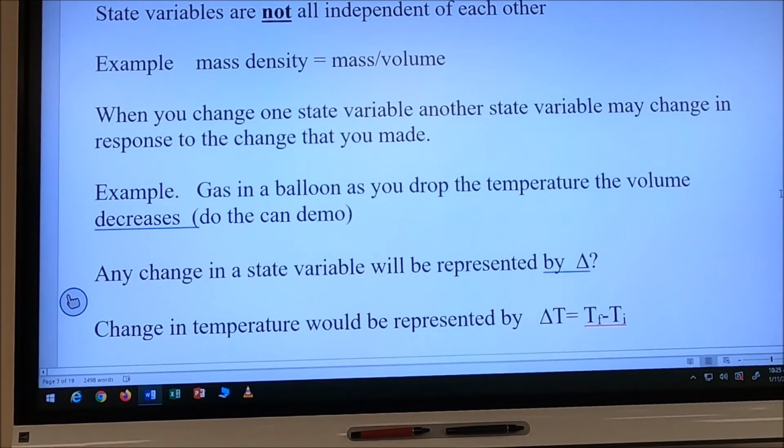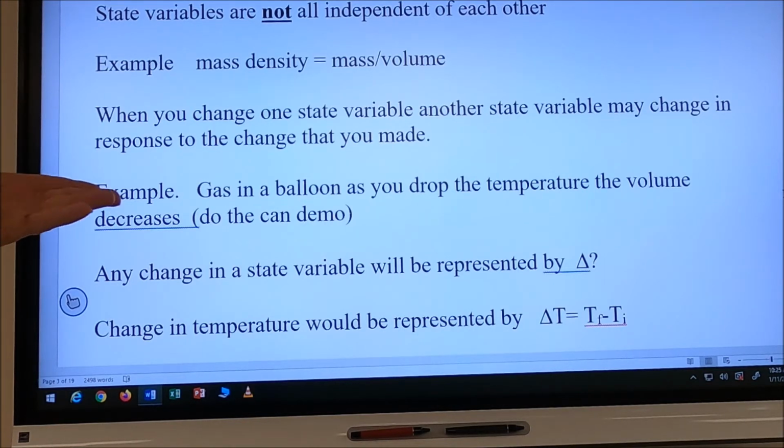Example, mass density is equal to mass divided by volume. Mass is a state variable, volume is a state variable, mass density is a state variable. If I were to change the mass, the volume would have to change to maintain the mass density. Okay? So, gas in a balloon, as you drop the temperature, the volume changes. If you then have a volume change like this, and you know that you have a trapped sample of gas, so the mass doesn't change, that means the mass density would have to change.